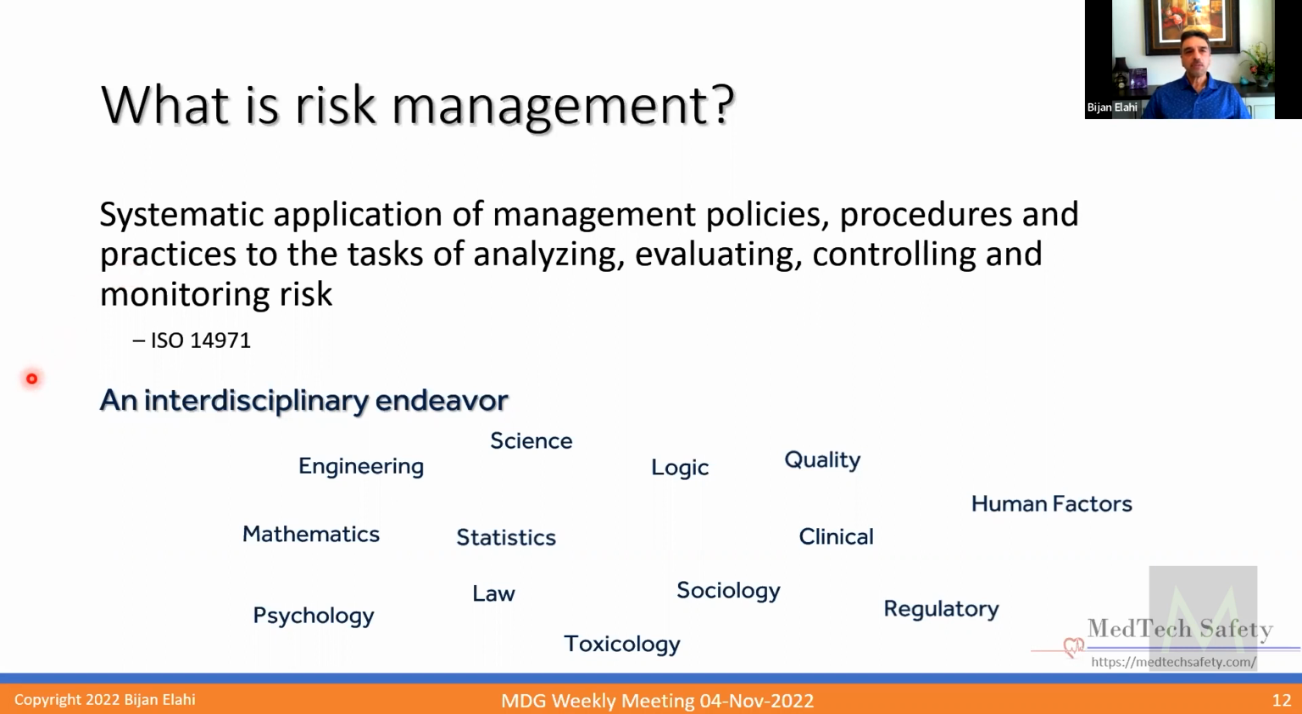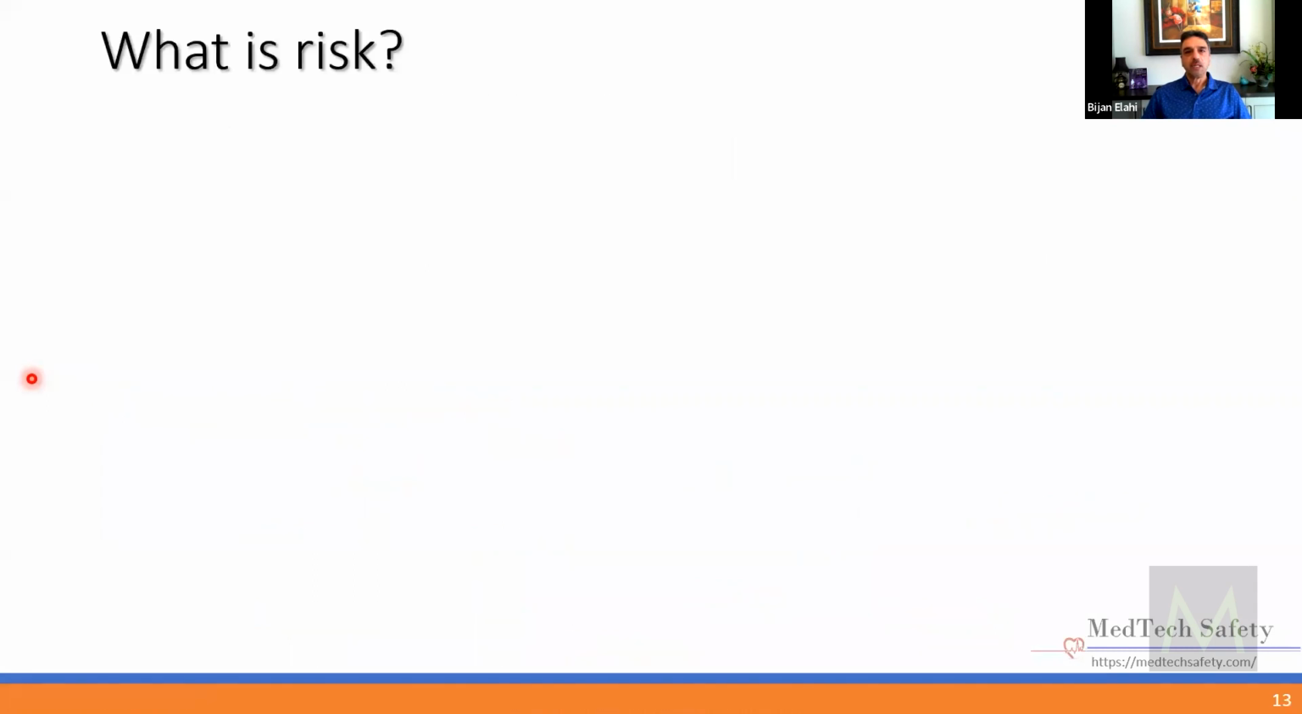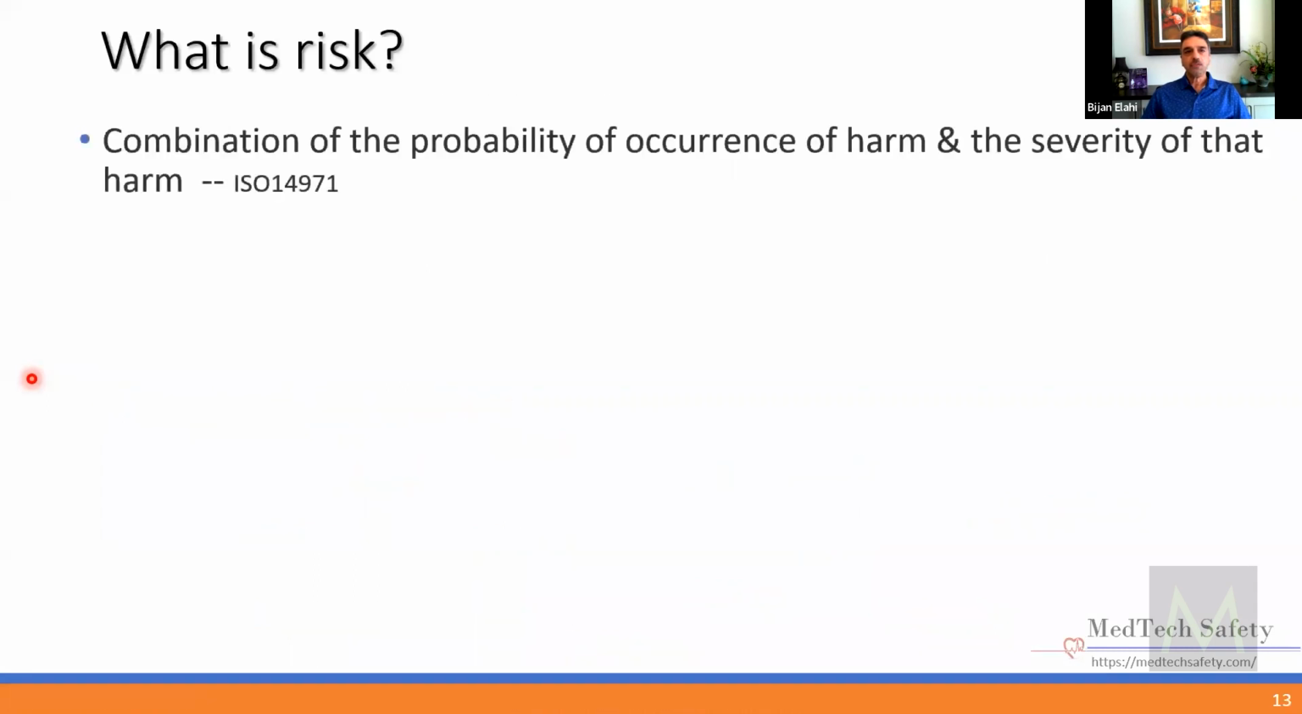Well, now that we talked about risk management, next let's talk about what is risk. ISO 14971 defines risk as a combination of the probability of occurrence of harm and the severity of that harm. This sentence is not that clear because it's talking about combining two dissimilar things and it doesn't tell you how to do it. It doesn't really tell you what risk is exactly.